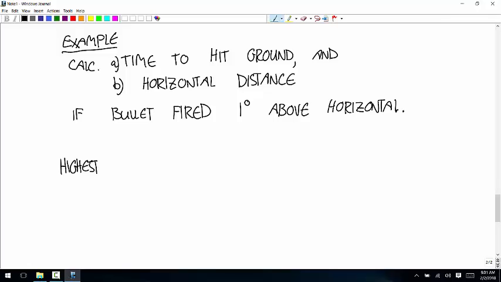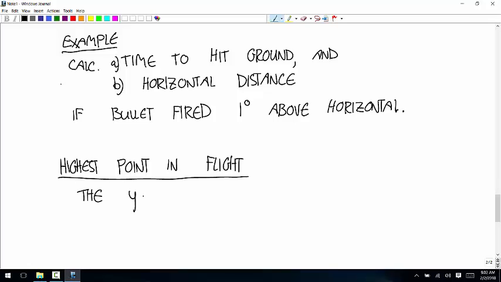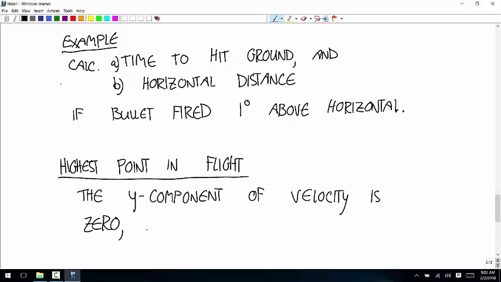Yes, that's perfect. Yep. So the y component of velocity has to be 0, not the x component. Okay, so does that make sense to everybody?